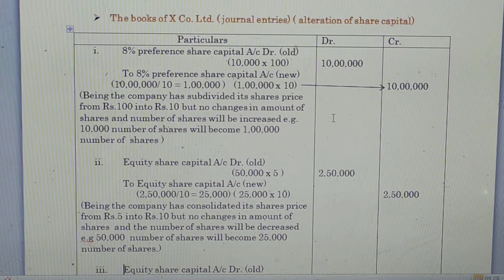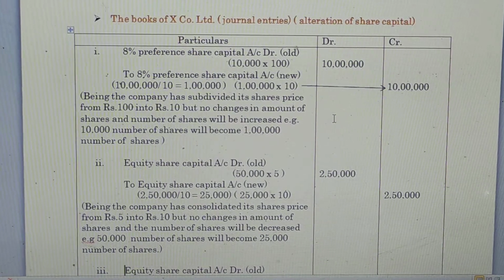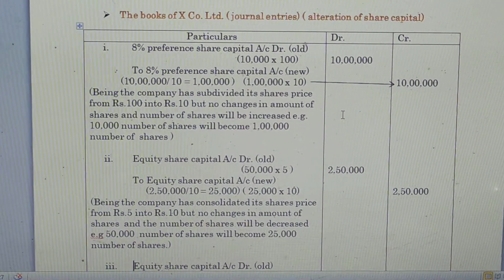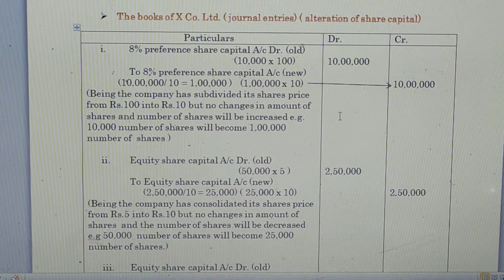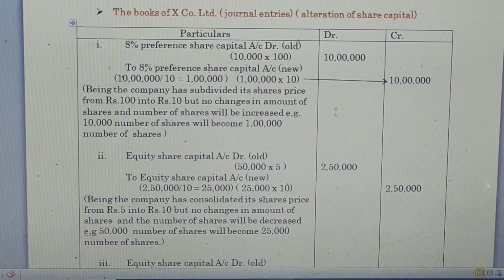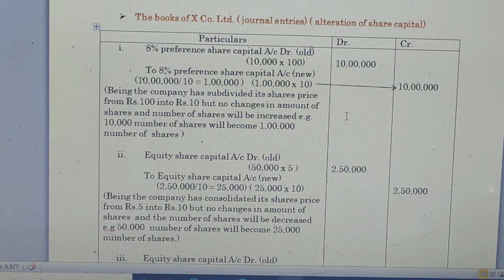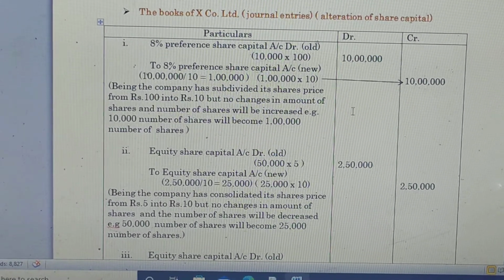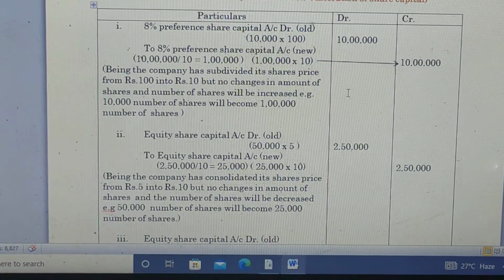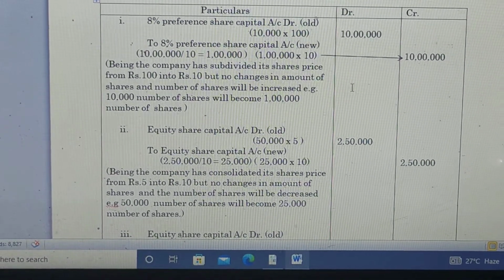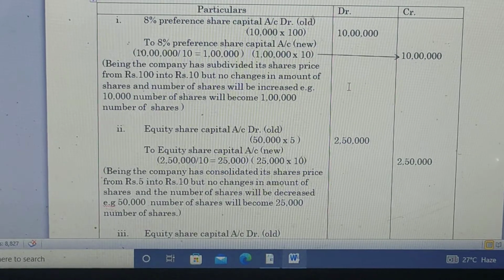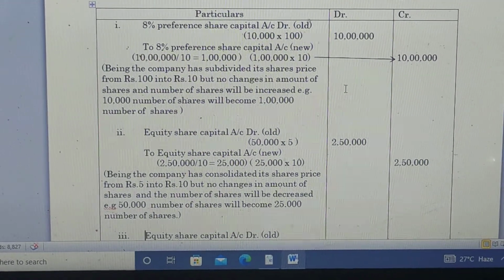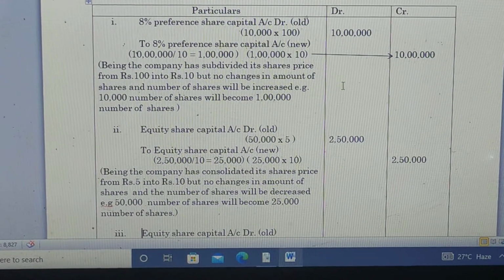So in this question, the number of shares, 50,000, will become 25,000 and the price of shares, rupees 5, will become 10. Being the company has consolidated its share price from rupees 5 into rupees 10, but no changes in the amount of shares, and the number of shares will be decreased. For example, 50,000 shares will become 25,000 shares.